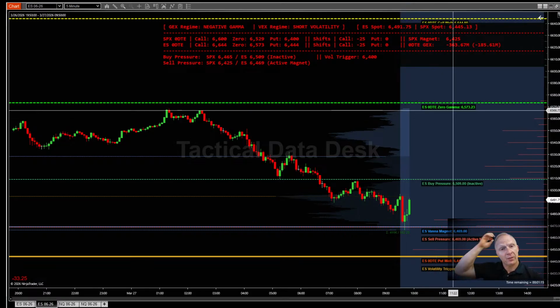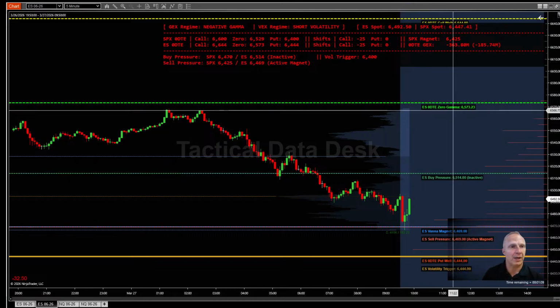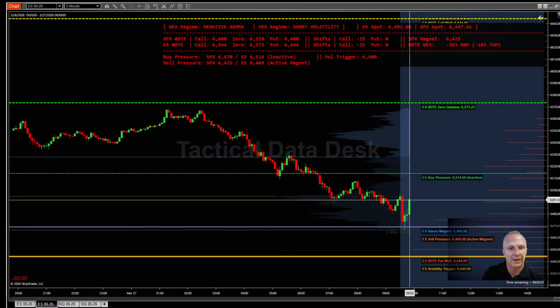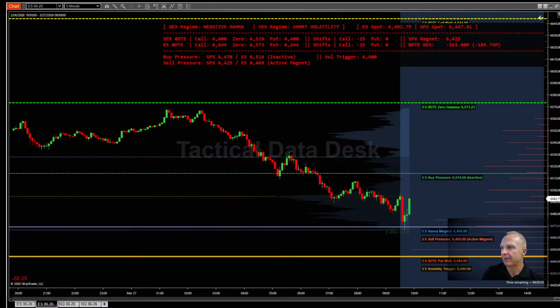That delta today was 44, so it's going down by about 3 points every day as we march towards that June expiration. Your active magnet right now is 6425. Vol trigger 6400. You can see we hit that magnet second 5-minute candle after open and bounced above it. This is the open price right here. We'll see what happens when we get to it.